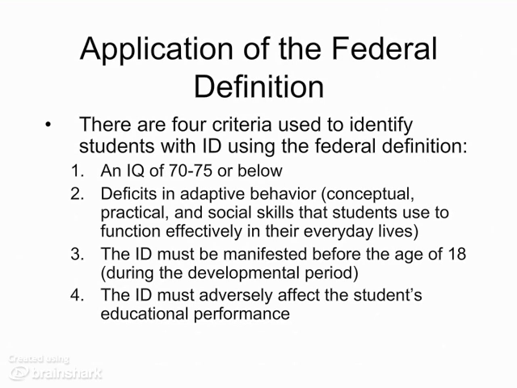There are 4 criteria used to identify students with ID using the federal definition described on the previous slide. First, students would have an IQ of 70 to 75 or below. They would have deficits in adaptive behavior, which consists of conceptual, practical, and social skills that students use to function effectively in their everyday lives. The intellectual disability must be manifested before the age of 18 during the developmental period, and it must adversely affect the student's educational performance.